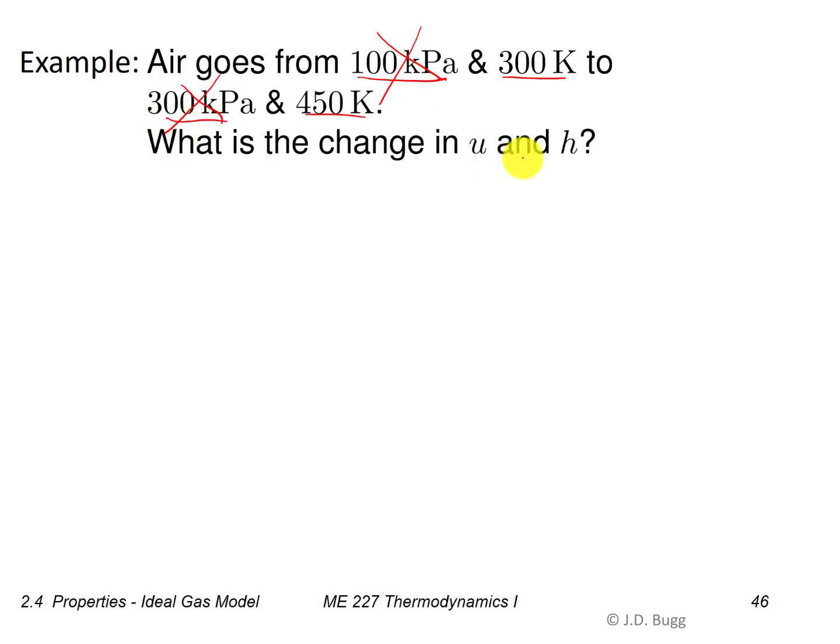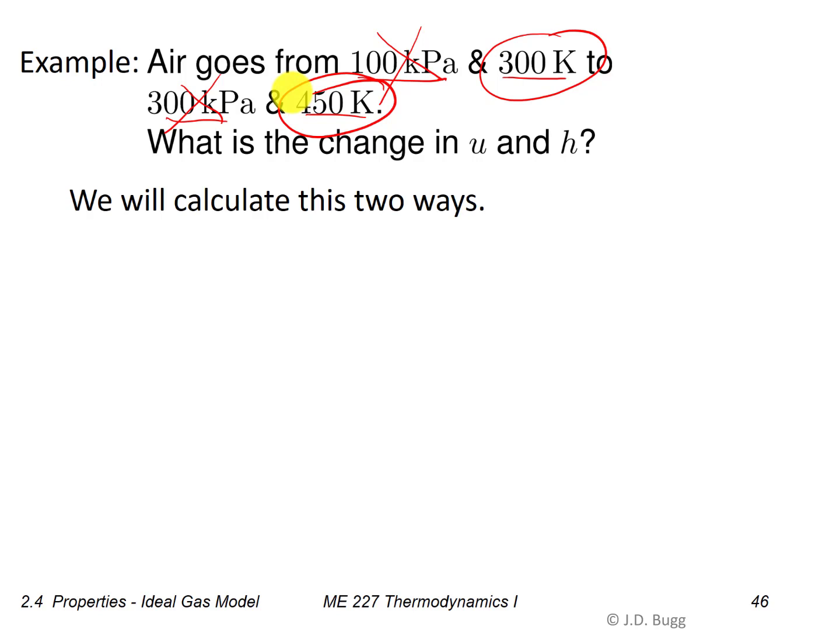U and H are only functions of temperature for an ideal gas, so the only thing we need to pay attention to is the temperature at the beginning and the temperature at the end. And you want to get used to that. Temperature is what determines U and H. It's not dependent on the pressure. So that's an important thing to remember.